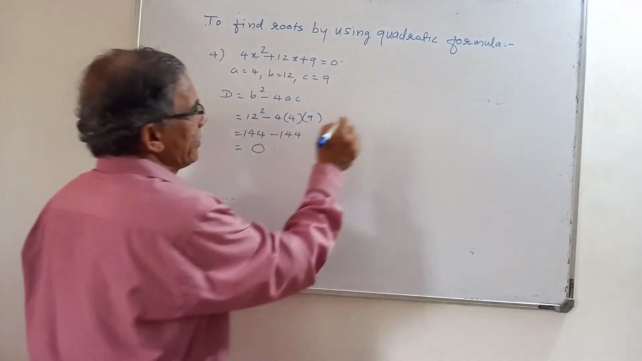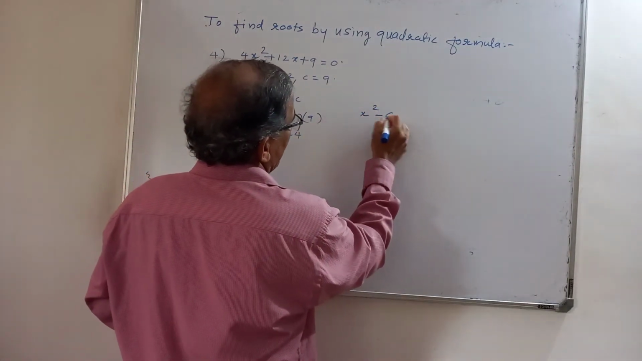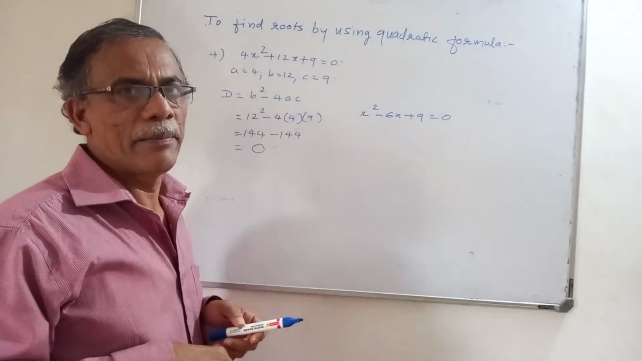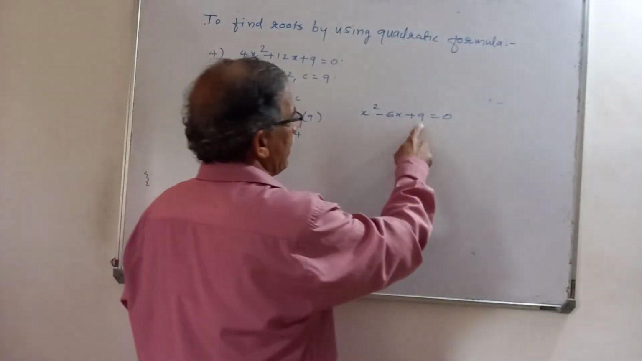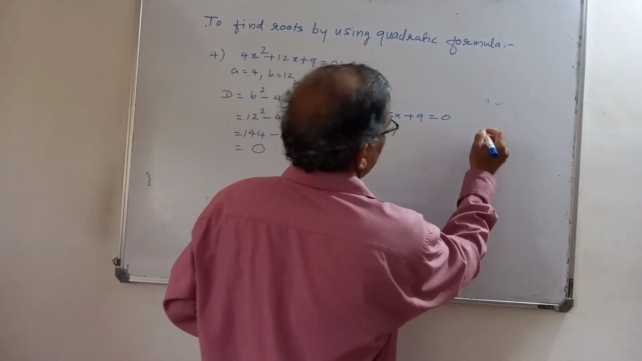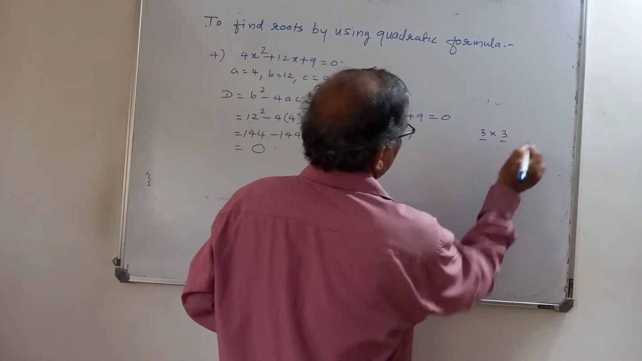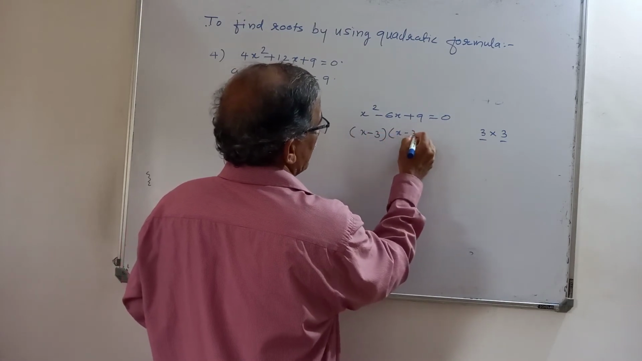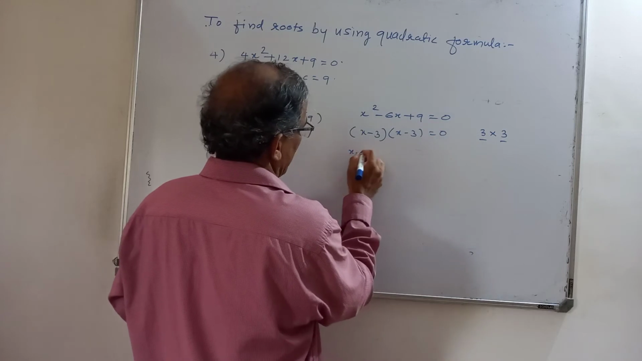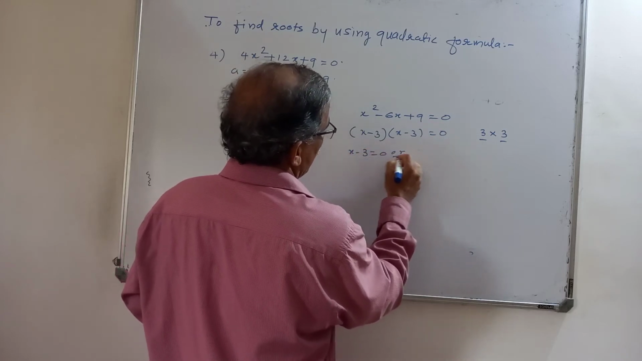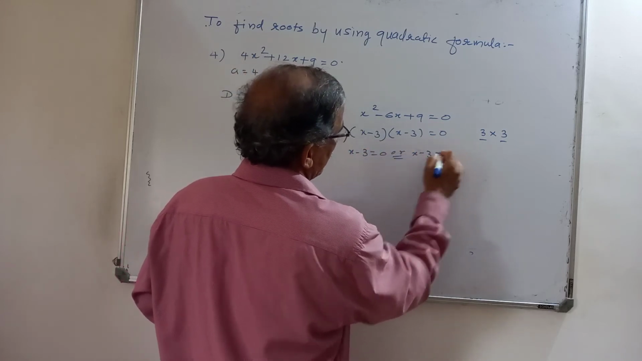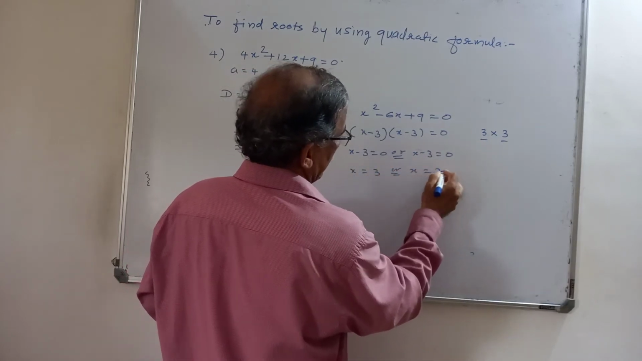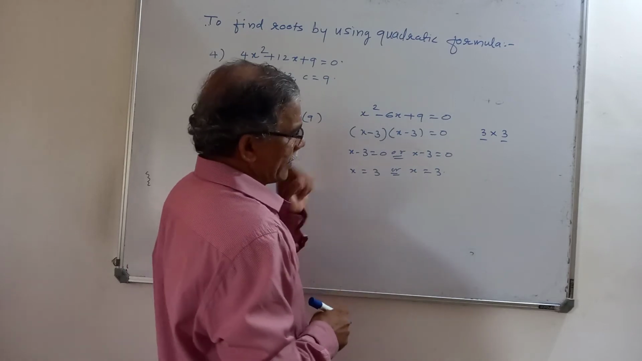For example, I shall give you here a simple example. X square minus 6x plus 9 is equal to 0. By factorization method, what we do? Multiplication plus 9, addition minus 6. So which are the numbers? 3 into 3, see, isn't it? So what we write? X minus 3 into x minus 3 is equal to 0. So x minus 3 is equal to 0, or x minus 3 is equal to 0. So x is equal to 3 or x is equal to 3. Two equal roots.